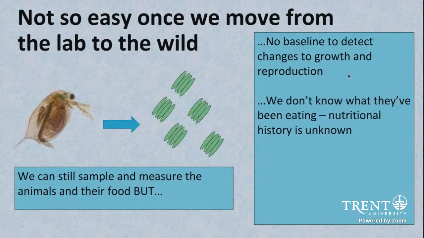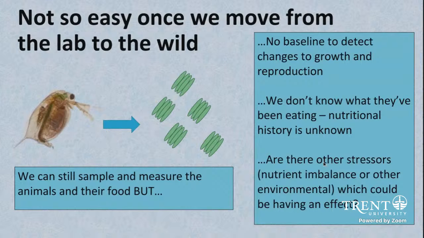We actually don't know what they've been eating. The seston that I sampled today might be completely different to the seston makeup a week ago, 2 weeks ago, that these Daphnia have been growing on. So functionally, they have a completely unknown nutritional history. And finally, there might be other stressors getting involved, so other nutrients that are maybe in short supply, or even other environmental stressors like increases in temperature, which could also be having an effect on the phenotype.